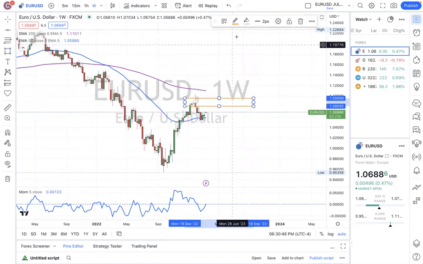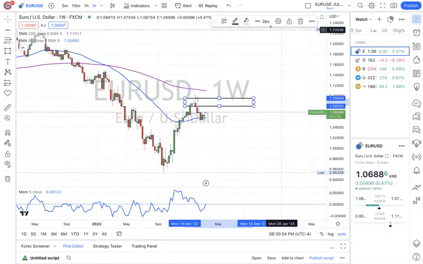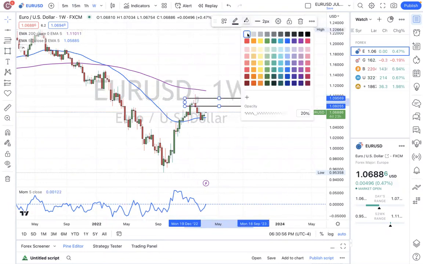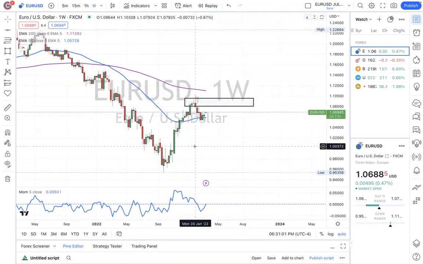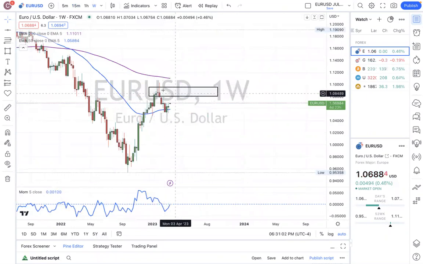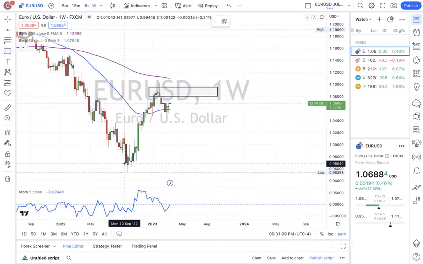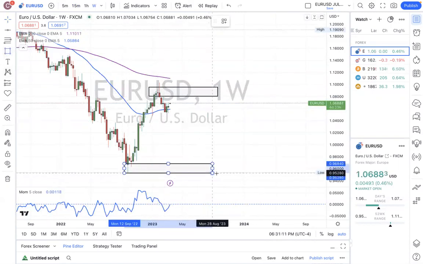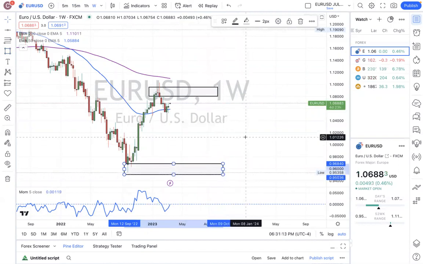You can do resistance, this could be black. I just color coded so I can remember what time frame it is, but let's just make it all black, just to not be confused. So I put a box right there because that's my resistance on the weekly, right? Because we have some liquidity there. And I'm going to put a box down here, and that's going to be my support for the weekly.